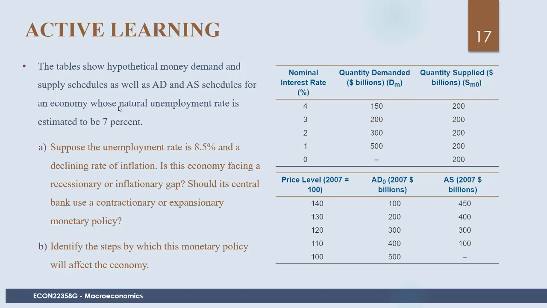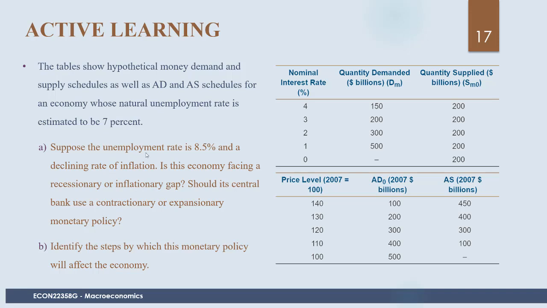And we're told that an economy's natural unemployment rate is estimated to be 7%. So the natural unemployment rate here is 7%. At 7%, that's where you would have no cyclical unemployment. So let's suppose that the unemployment rate is 8.5% and a declining rate of inflation. So is this economy facing a recessionary or inflationary gap? Should its central bank use a contractionary or expansionary monetary policy?